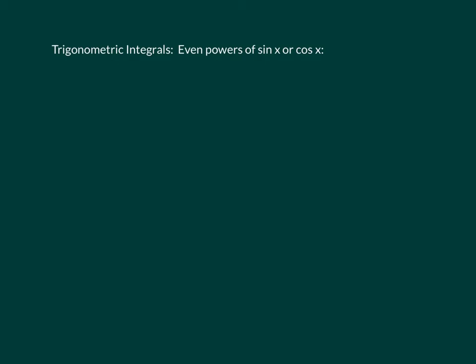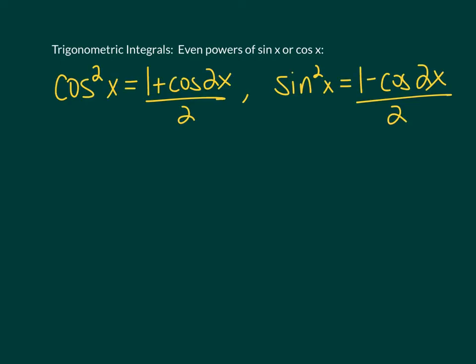In this video, we're going to look at trig integrals that involve even powers of sine or cosine. And the main trick here is going to come down to using three main identities. So we've looked at all three of these already, we've derived them. The first two are the half angle identities. And then the third one is this identity that relates sine of 2x to cosine and sine of x.